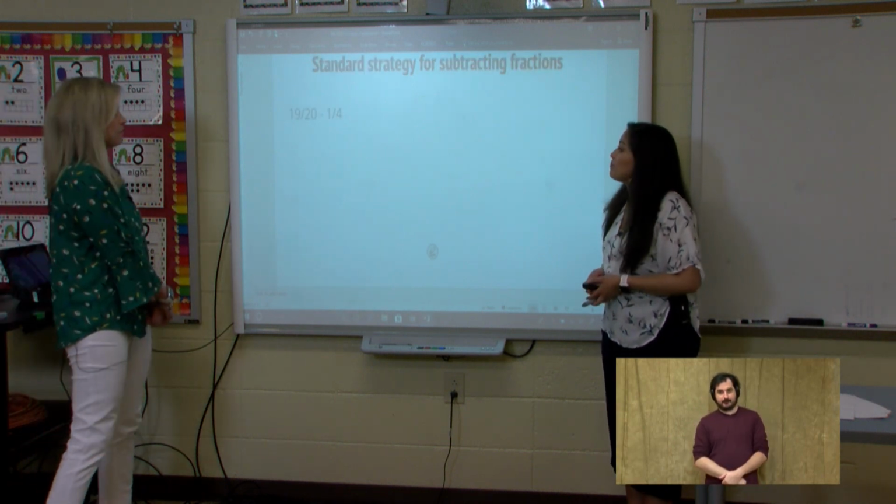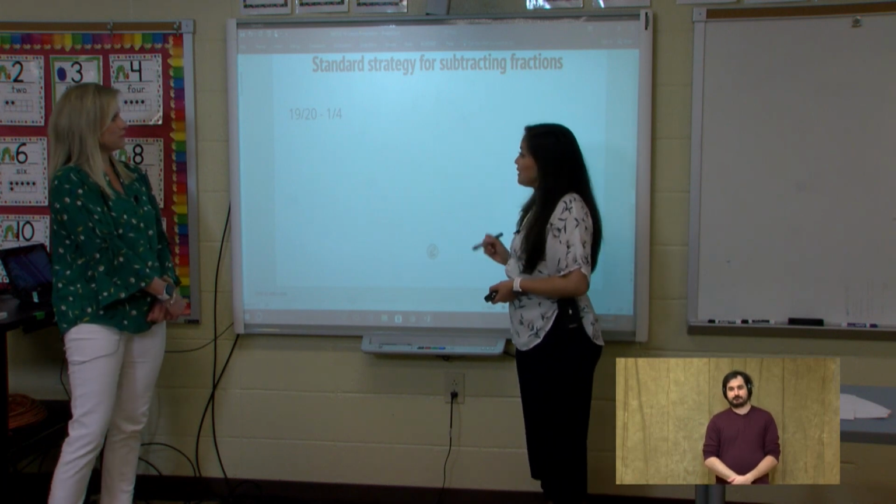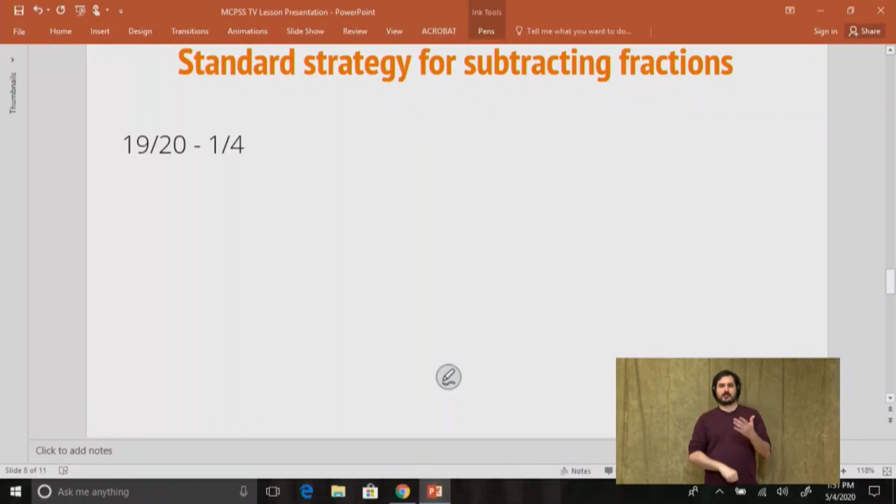All right, so now we're going to look at subtracting fractions. So I have 19/20 minus 1/4. And again, I have to find the least common multiple.